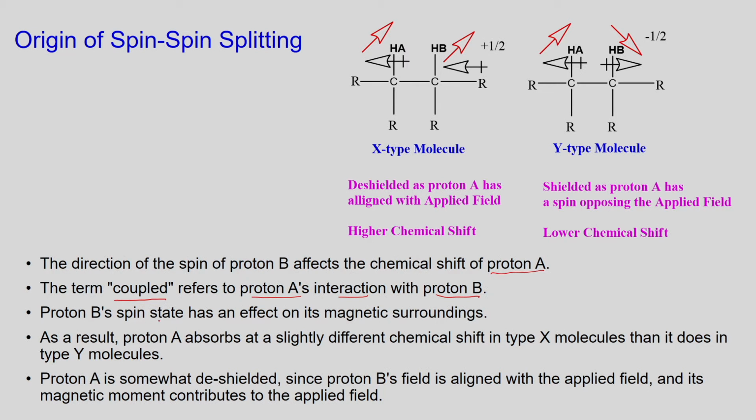How does proton A interact with proton B within the same molecule? Proton B's spin state has an effect on the magnetic surroundings. As a result, proton A absorbs at a slightly different chemical shift in type X molecules than it does in type Y. Proton A is deshielded since proton B's field is aligned with the applied field and its magnetic moment contributes to the applied field. So, you must now know the difference and how spin-spin splitting occurs, because it shows the interaction of the nuclei within the same molecule.